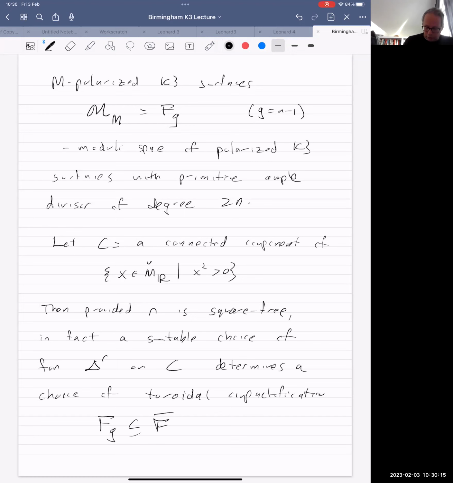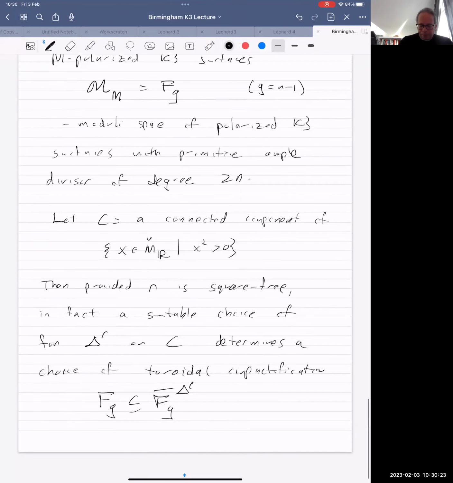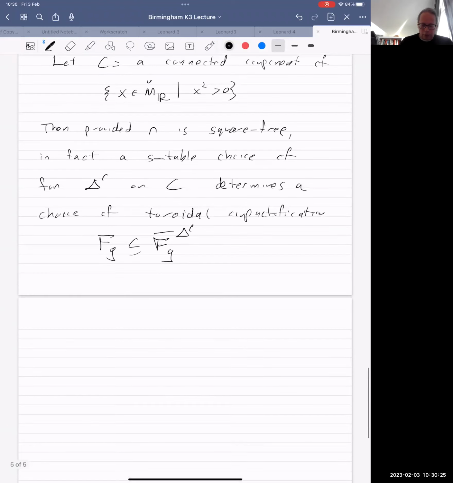F_G contained in F bar G. I'll write the superscript delta prime to indicate that it depends on delta prime. So when I say fan, of course, I do mean a fan consisting of strictly convex rational polyhedral cones, but generally it's quite an infinite fan. This cone is very curvy. It's given by a quadratic equation, and the fan has to be infinite. I don't really know how to draw such a thing, but it's going to fill out this cone with an infinite number of rational polyhedral cones.